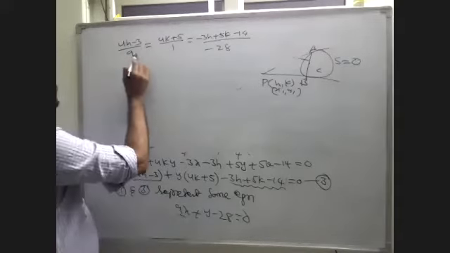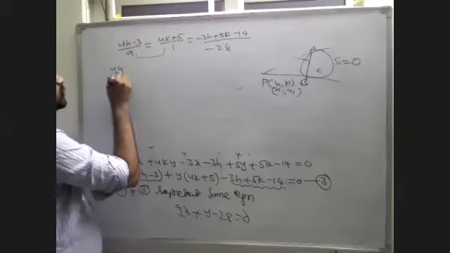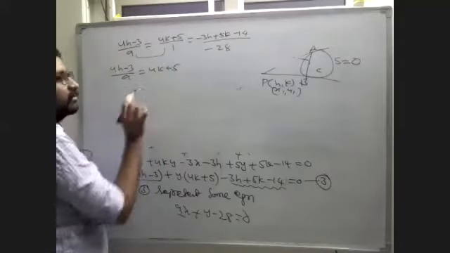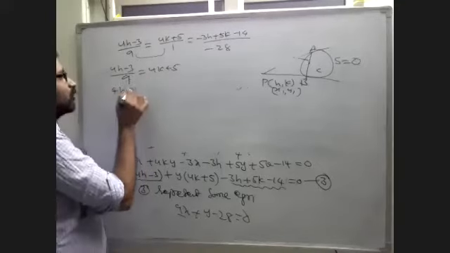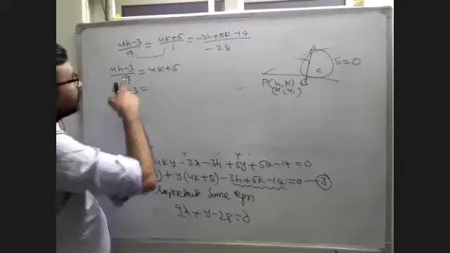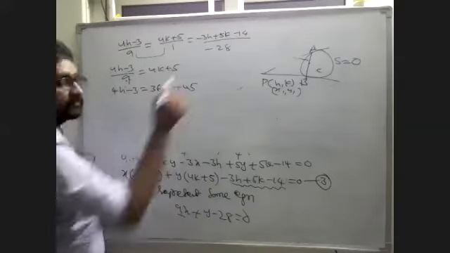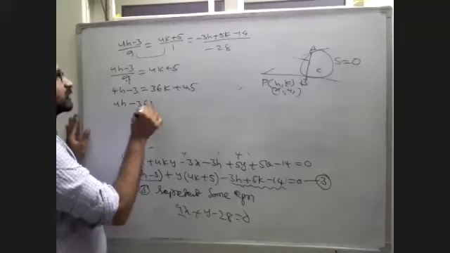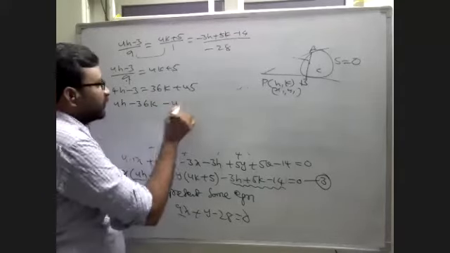See here, first I am equating these two. Then you will get what? Equating these two, 4h minus 3 by 9 is equal to 4k plus 5 by 1. No need to write 1. Now 9 into this you have to multiply. 4h minus 3 is equal to 9 times 4, 36k, 9 times 5, plus 45. Now taking this side, 4h minus 36k and minus 3 minus 45, minus 48.